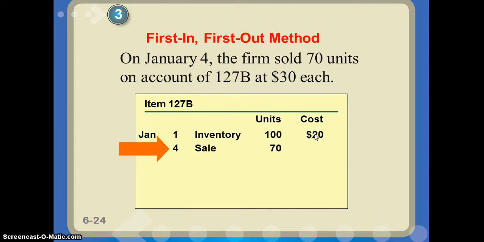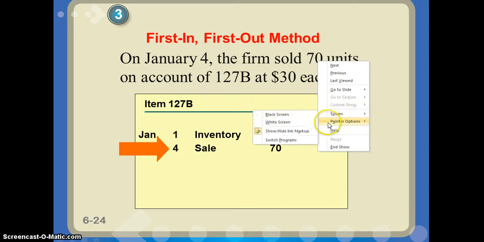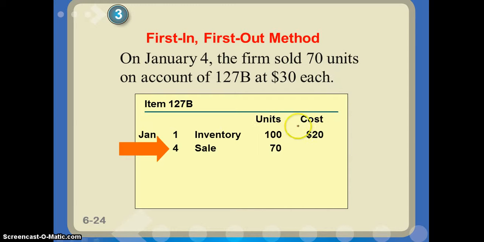What method are we using? First in, first out. So all of these units must be sold before we make more units or sell other units. We still have 30 units to sell at the cost of $20. Keep that in mind. You may want to write that down. So we have the 100 minus our 70. We have 30 units left to sell at $20.